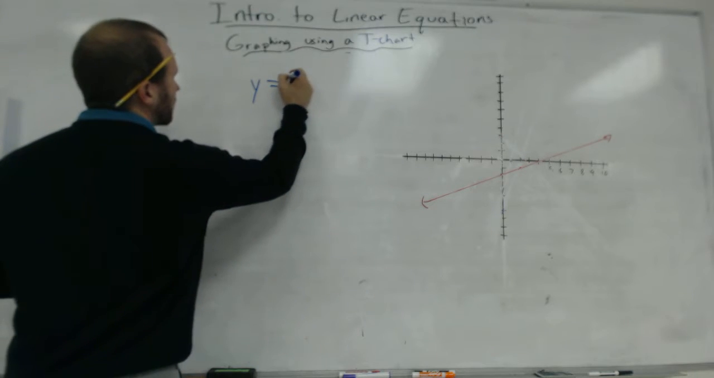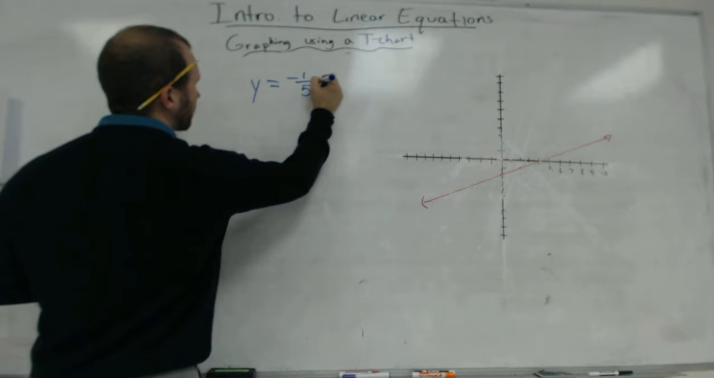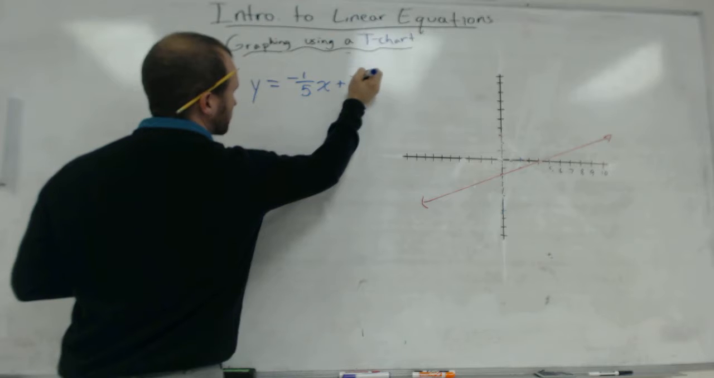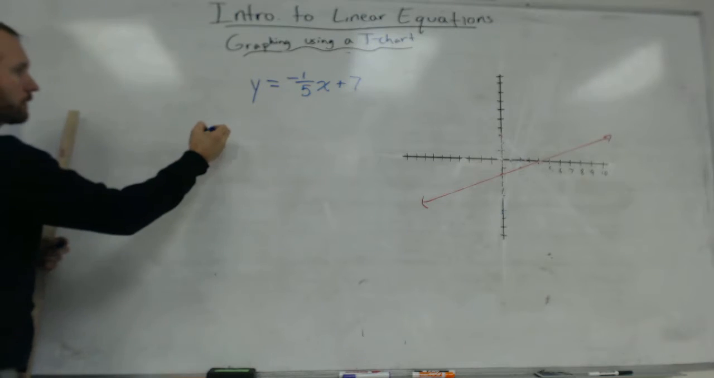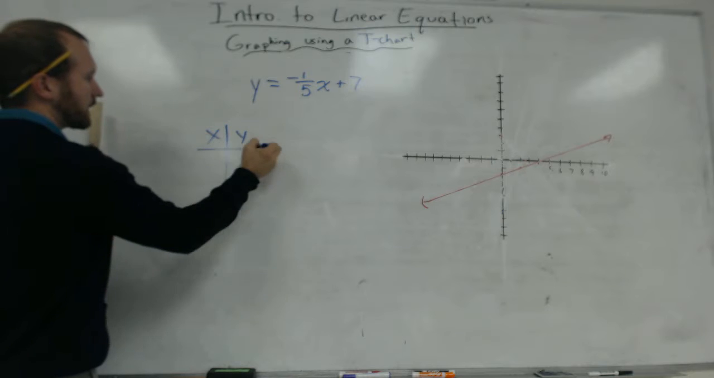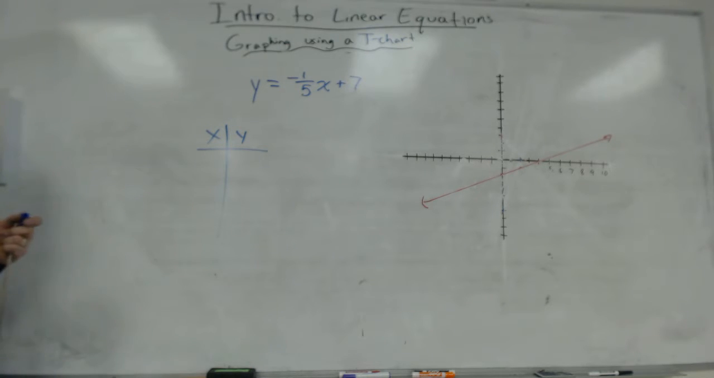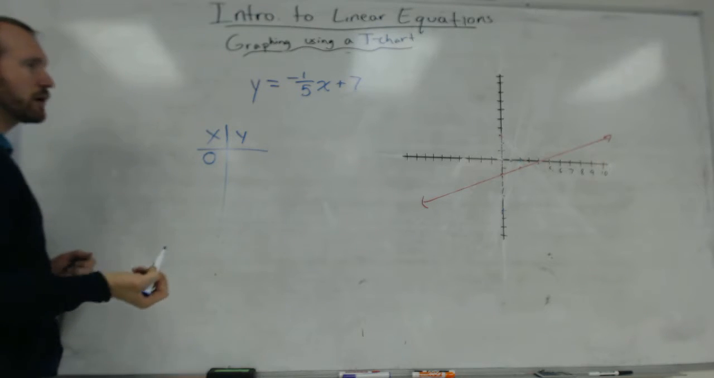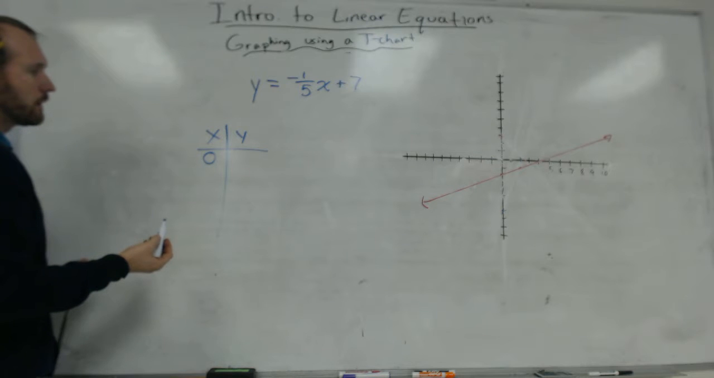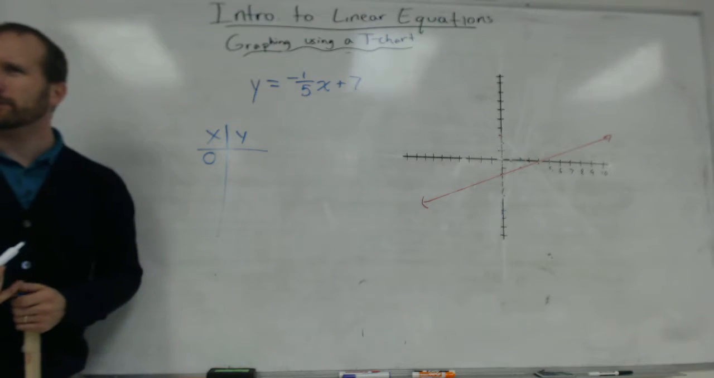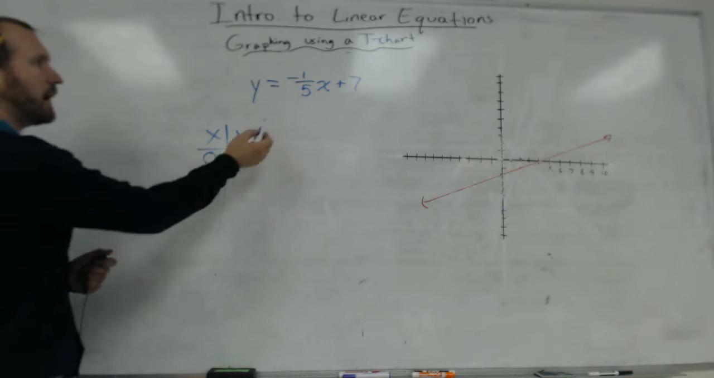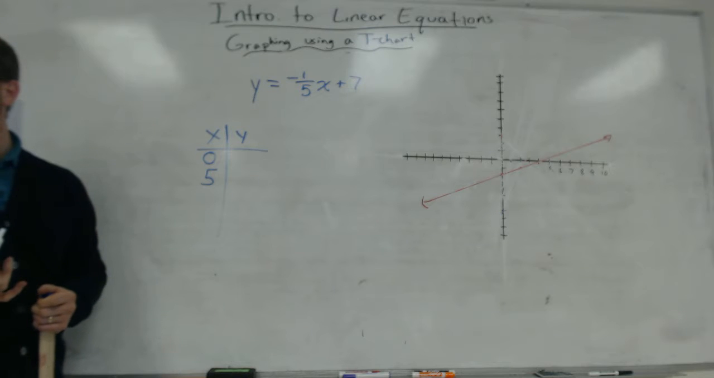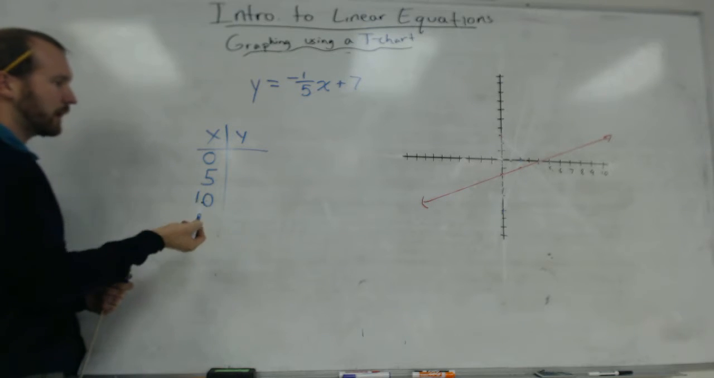y equals -1/5 x plus 7. Let's not even solve these yet. What are some good numbers that I could plug in for x? First good number is always 0. 0 is pretty much always going to work. What would be your next choice? 5, because 5 times 1/5 is just going to be 1. And then what would be the next multiple of 5? 10. Okay, let's plug them in.